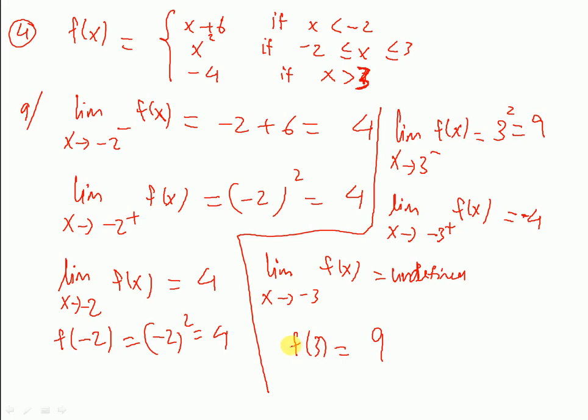Okay. The second part, they are asking, is f continuous at x equal -2? Okay. When x equal -2, we have the value equal 4 and the limit equal 4. So yes, because the value at x = -2 and the limit are both equal to 4, f is continuous. Okay, what happened to 3? Because the limit is undefined, and even though we have the value for that function equal 9, the limit is not defined, therefore f is not continuous, so no for the point x equal 3.